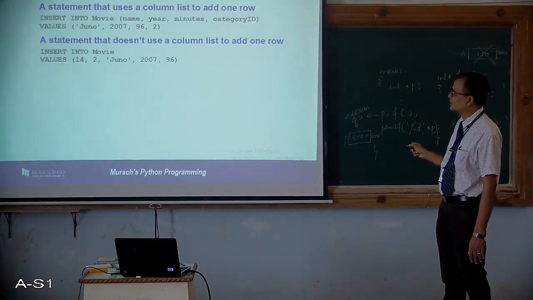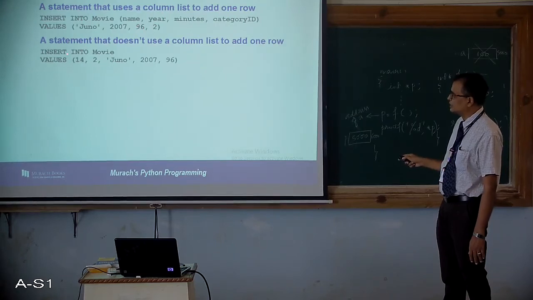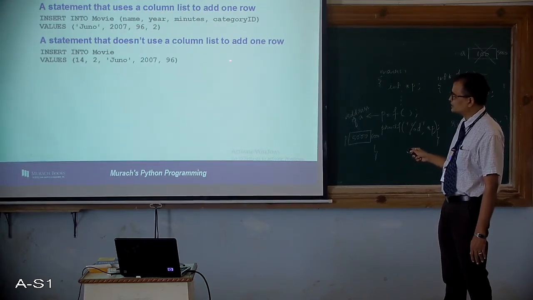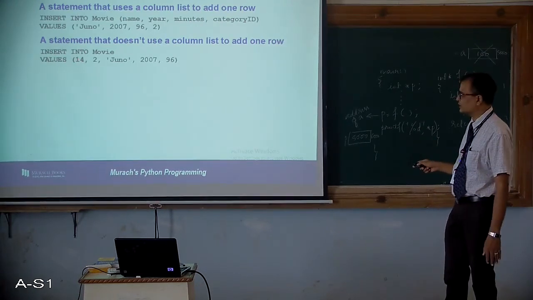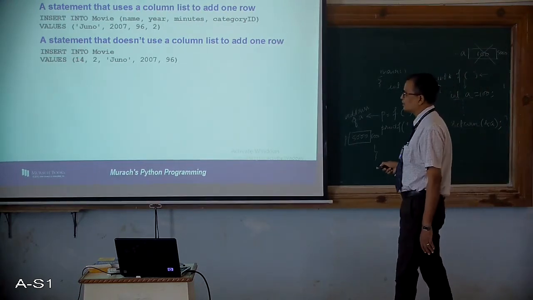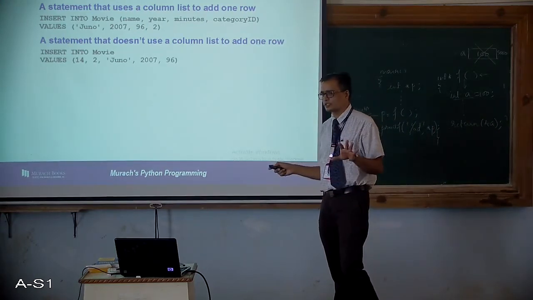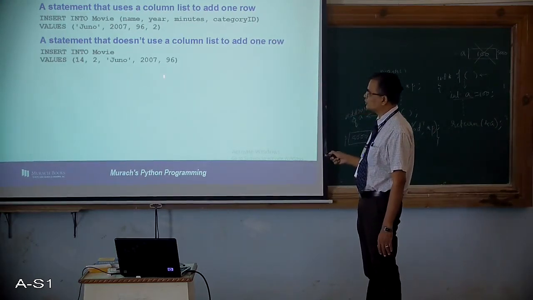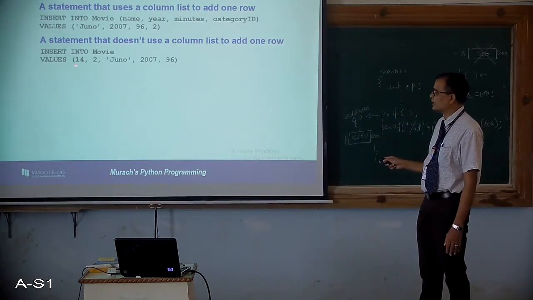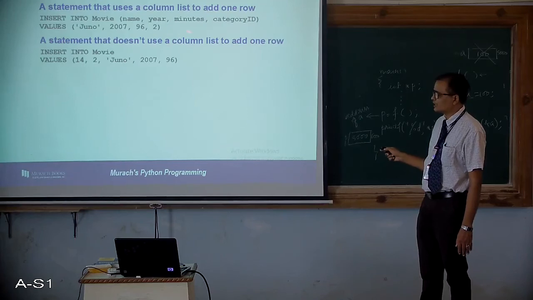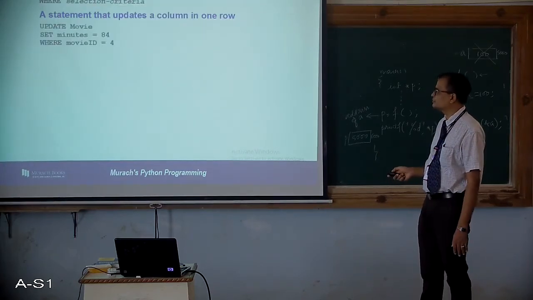When you write a column list, you can directly map each column name with its value. Here the column name list is not specified, which means we know how that particular table is generated. We know the description of the table and we know what each and every column contains. If you are able to remember that, then you can directly write values. This will add into the particular table directly.